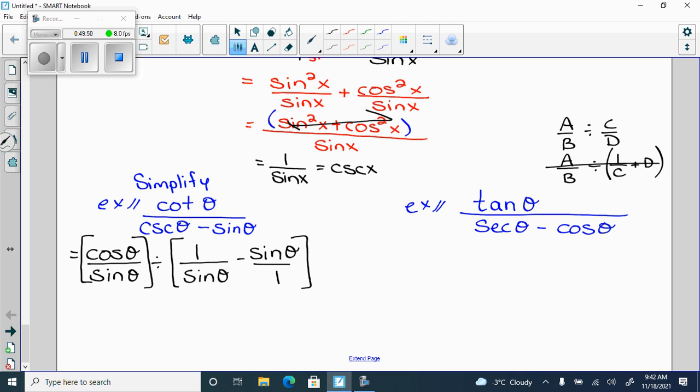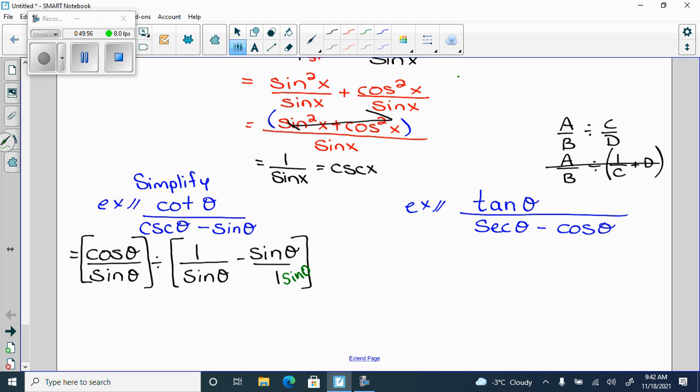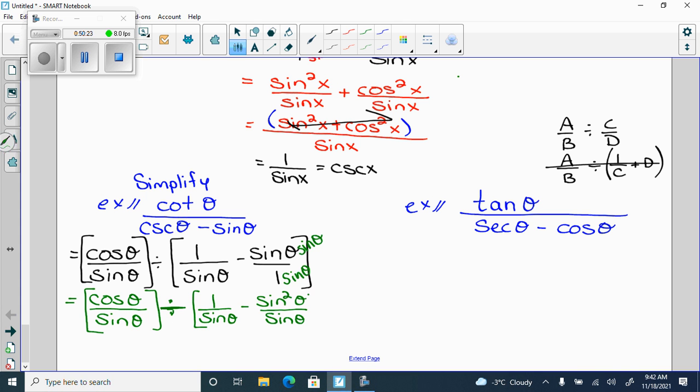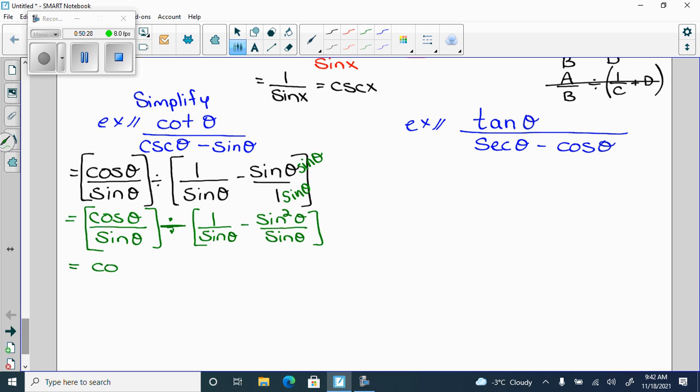Okay? So, I need a common denominator. I need to times this one by sine theta over sine theta. On this side, I'm just going to let it sit because I have nothing to do with it. Cos theta over sine theta divided by 1 over sine theta minus sine squared theta over sine theta. Because they're common denominators, you could have skipped the step and written the whole numerator over it, right? But I'm not going to. So I'll have someone stop me if I don't. So cos theta, sine theta.